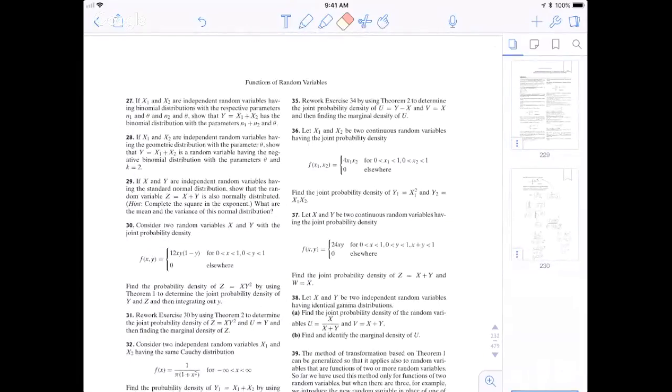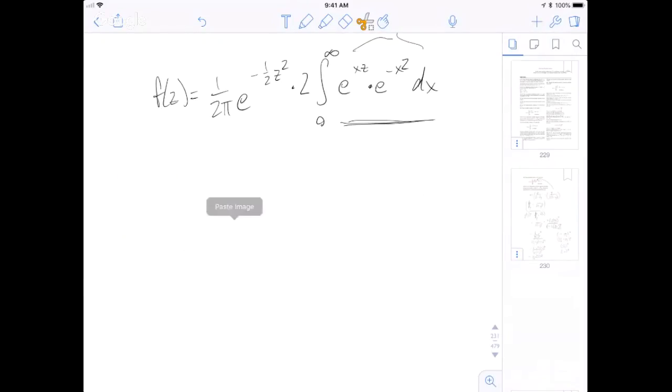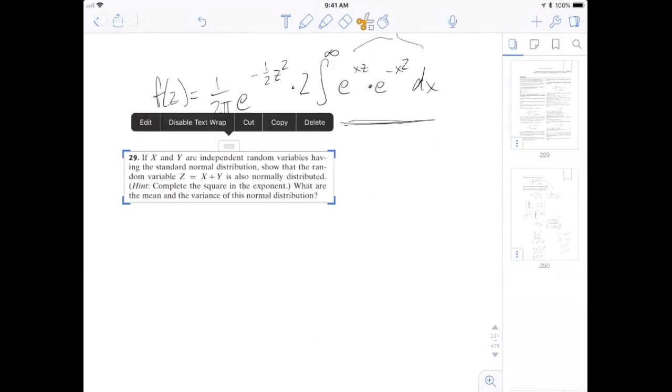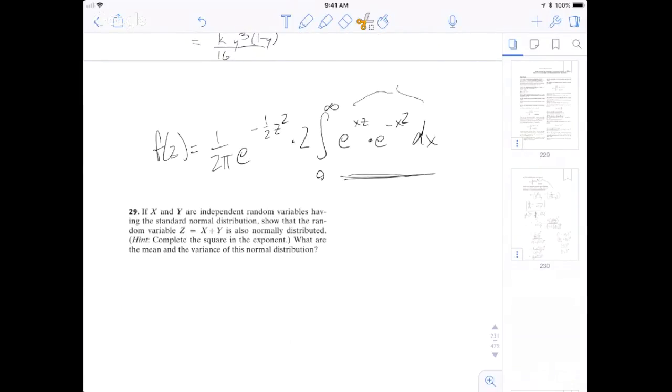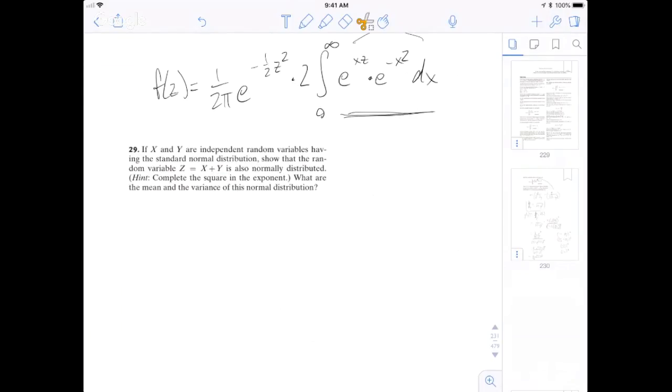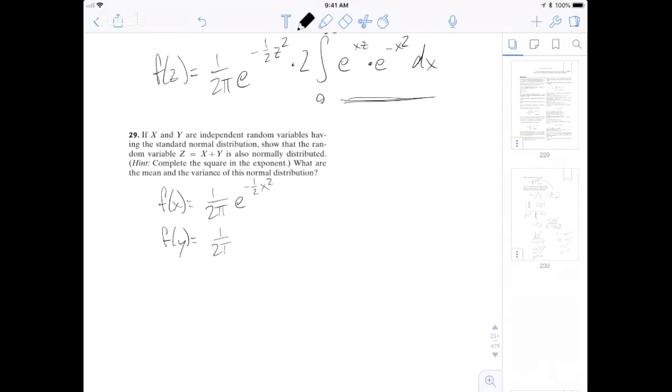While it might be possible to do it like that, it sometimes is nice if we can shortcut this by using other properties. So for example, we know that x and y are standard normal, so what do we know about their distributions? Could we say what they are? Yeah, I had that f of x was equal to 1 over the square root of 2 pi times e to the negative 1/2 x squared. Okay, and of course the same thing for y. Correct, also standard normal.